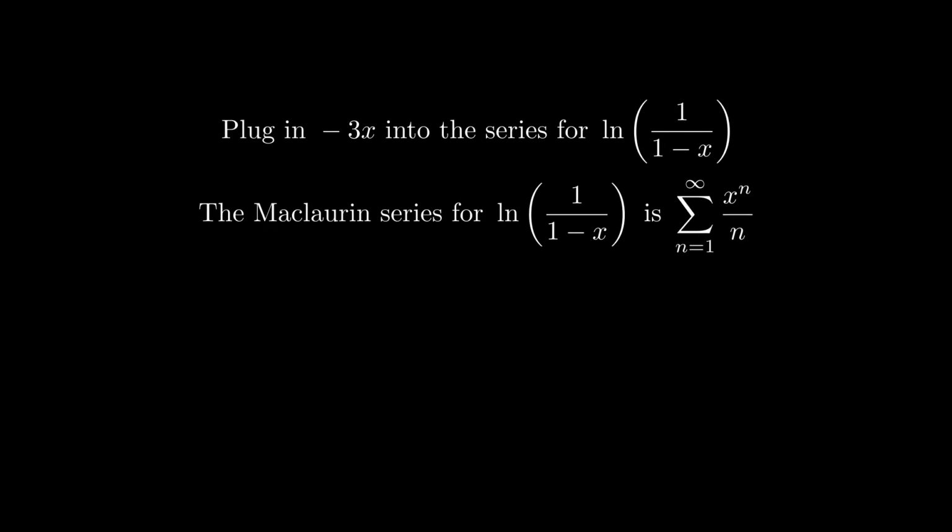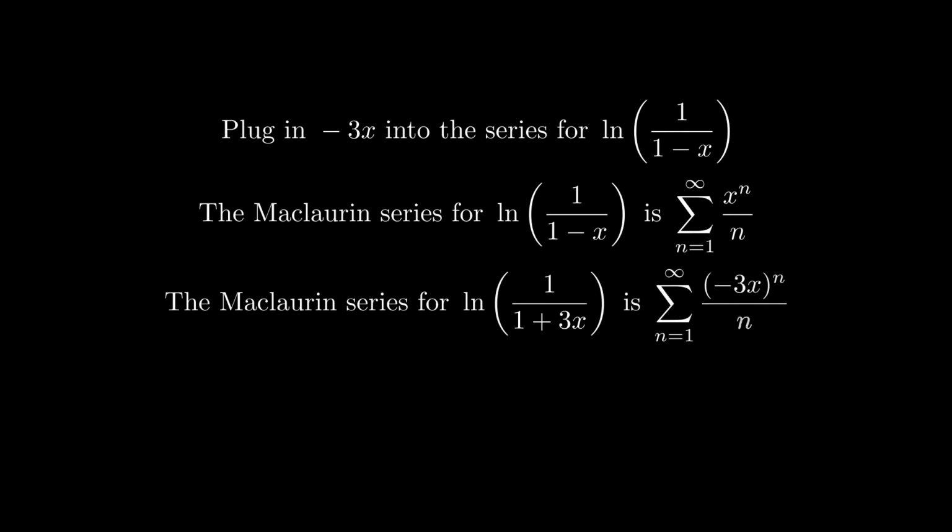So we're given the Maclaurin series for the natural log of 1 over 1 minus x. So if we plug in -3x into this, then we get the natural log of 1 over 1 plus 3x, which is what we want. So we simply plug in -3x into the Maclaurin series to get -3x to the power of n divided by n. So we know that a of n is -3x to the power of n divided by n.